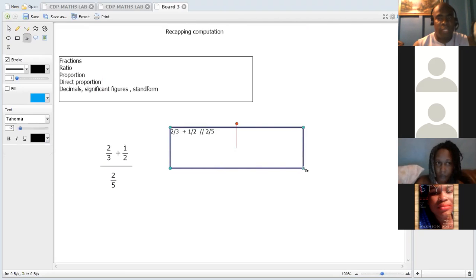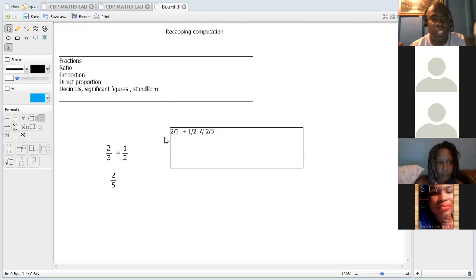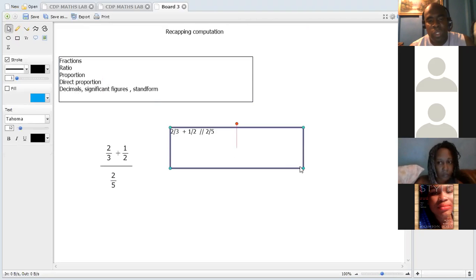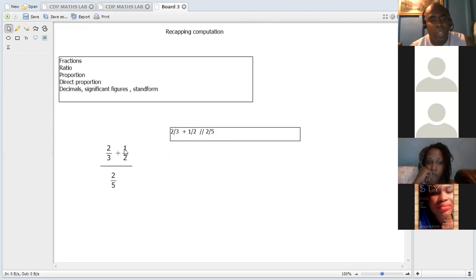We want to get the algebra out of the way. All right. What other thing we need to look at? Decimal, significant figures, standard form. Now, when you're writing the standard form responses to your questions, students, you have to learn to pay attention to instructions given. When you don't do that, you're going to get things wrong. All right. What else now?